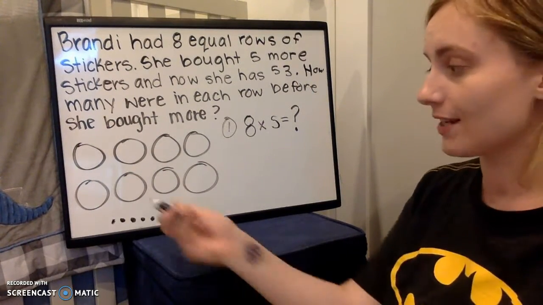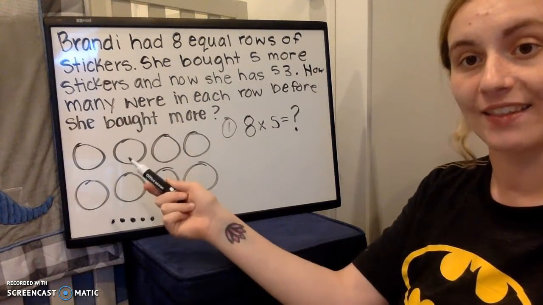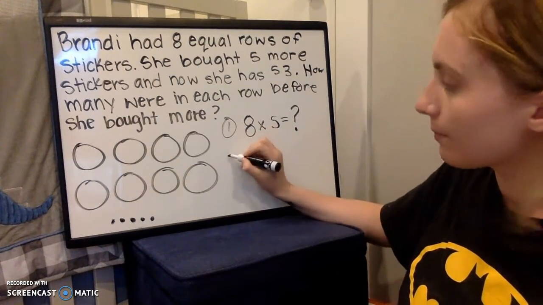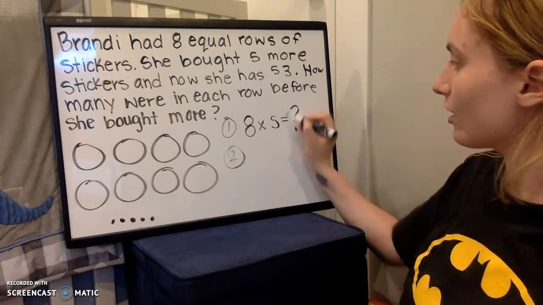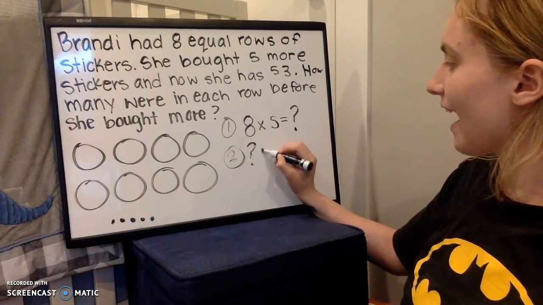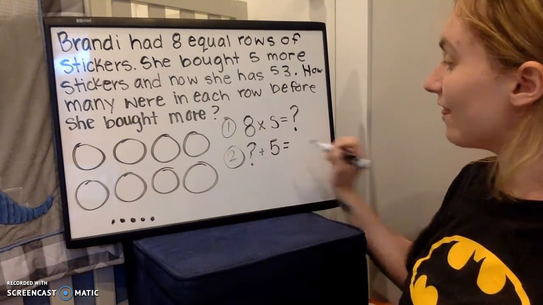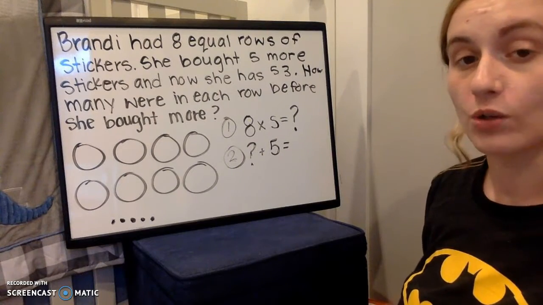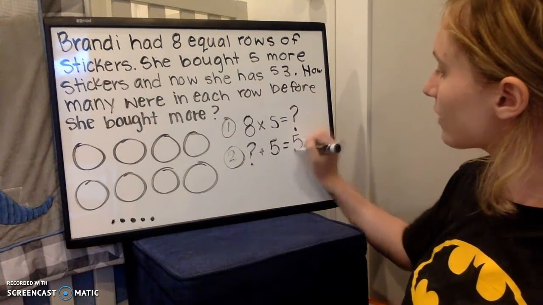Our next step was just down here. I'm adding 5 stickers onto all the stickers I had in these groups. So put that as your next equation. I took this amount, I don't know how much it is, and then I added 5 onto that. And that equals, after I've added those 5, 53. So my total answer is 53.